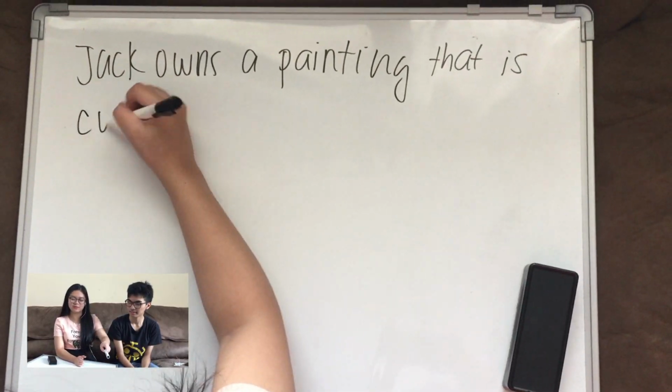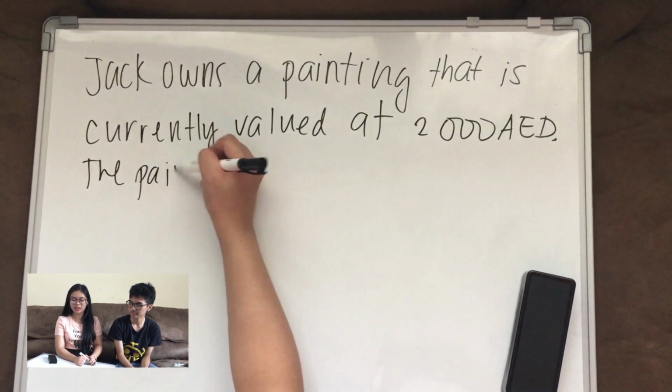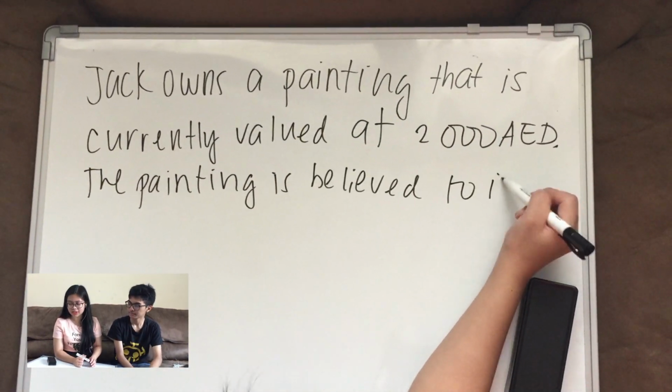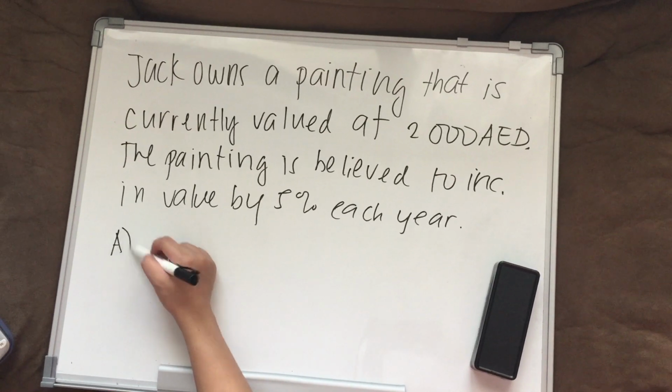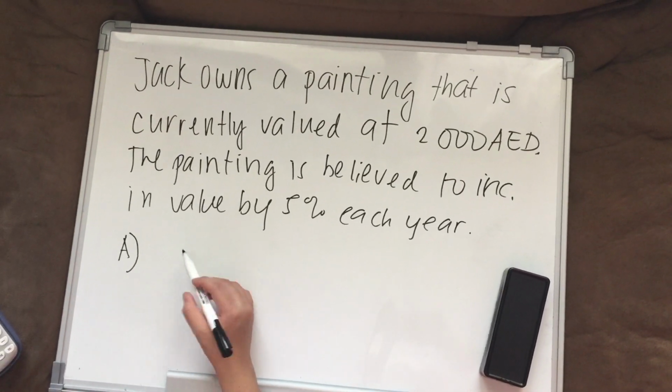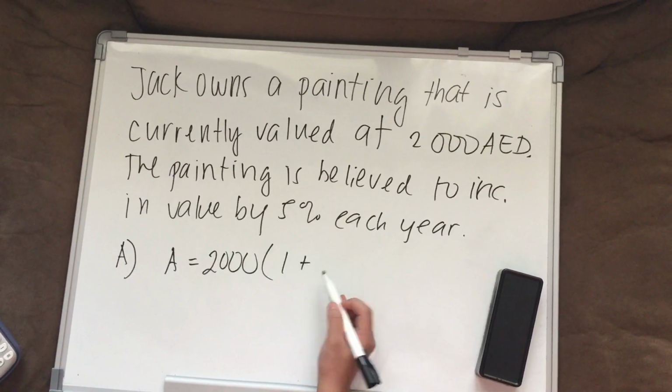Now for a more complicated word problem. Jack owns a painting that is currently valued at 2,000 dirhams. The painting is believed to increase in value by 5% each year. How much would this be worth in 5 years? So the formula for this is A equals 2,000 multiplied by 1 plus 0.05, raised to 5.